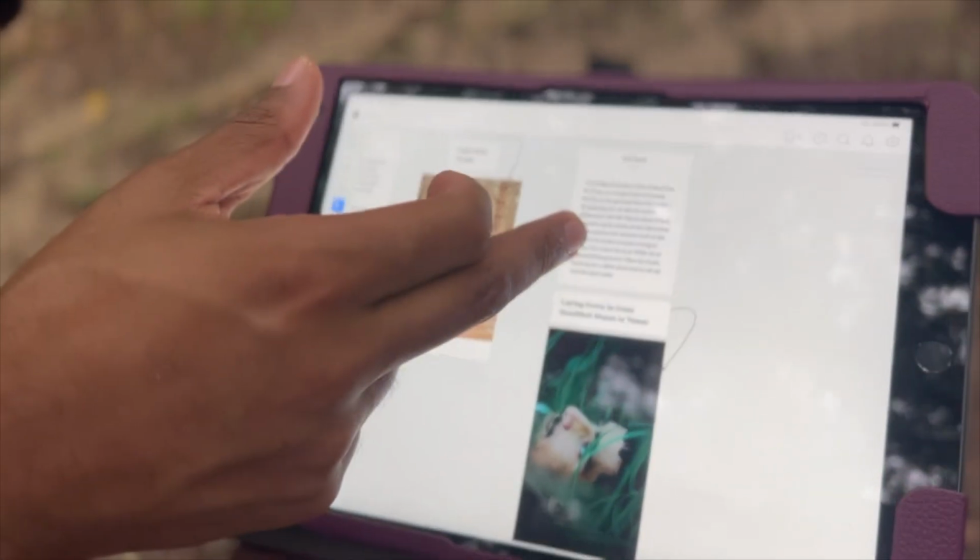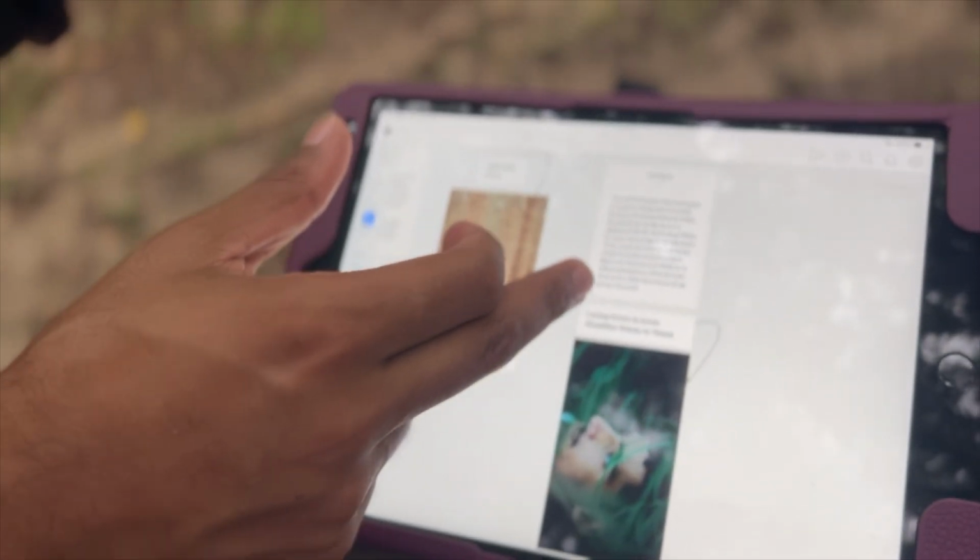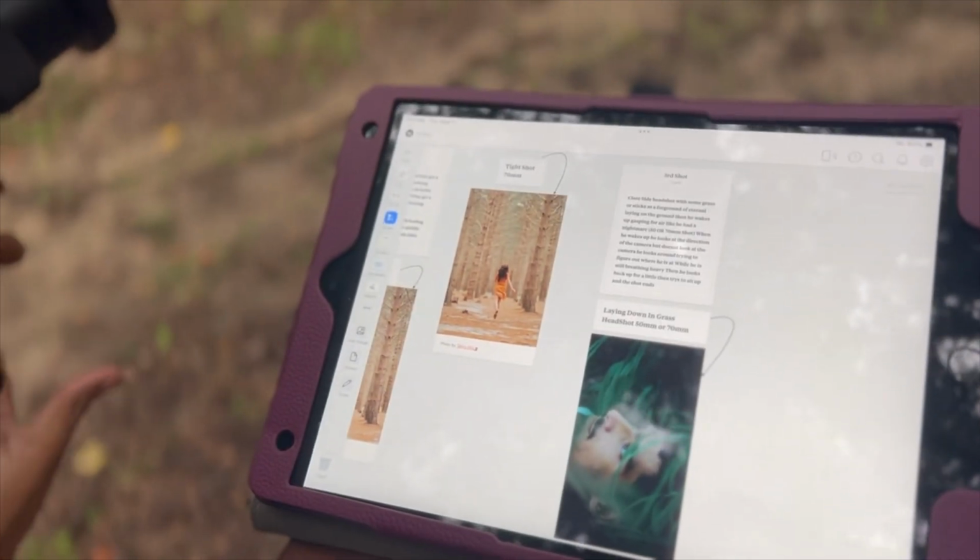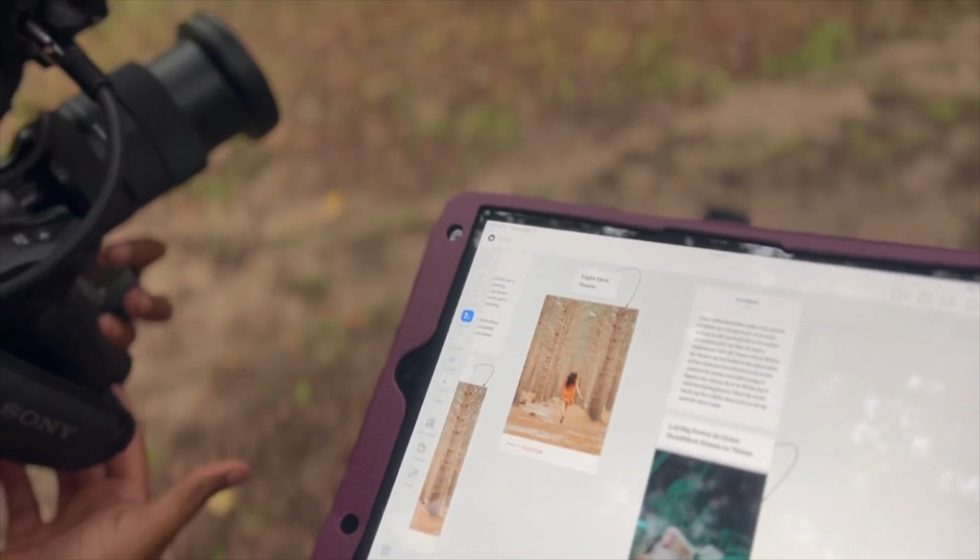He wakes up gasping for air like he had a nightmare. When he wakes up, he looks at the direction. Okay, cool. Okay, so this scene is gonna be you laying on the ground then.